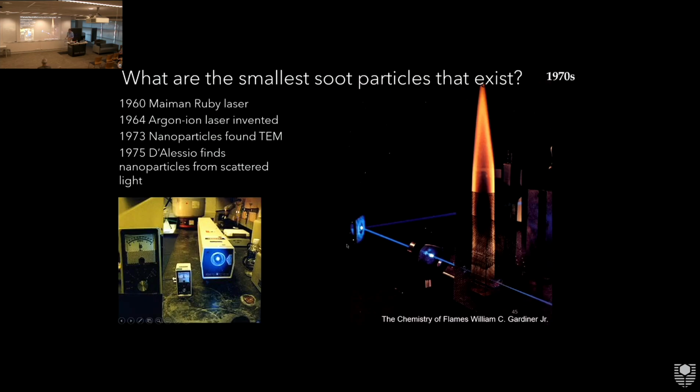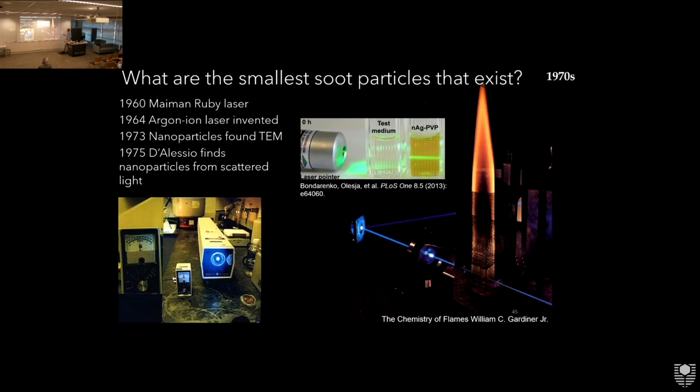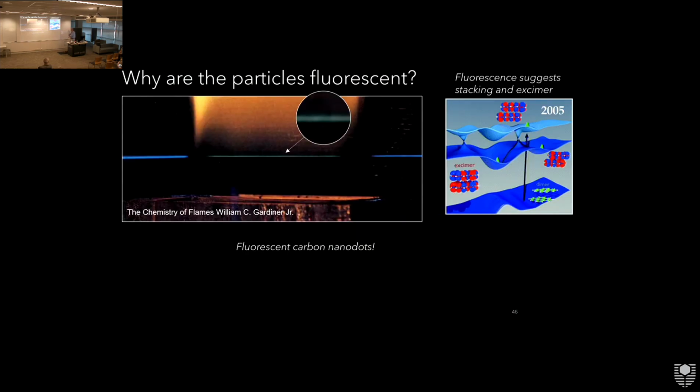So let's just talk about what the smallest soot particles are quickly. So that was found out in the 1970s using these beautiful argon ion lasers. And basically, you can see from the scattering how big the particles are, and they're on the order of a nanometer. The other cool thing you can see is that they actually fluoresce. So the nanoparticles fluoresce green, which is due to stacked aromatics.